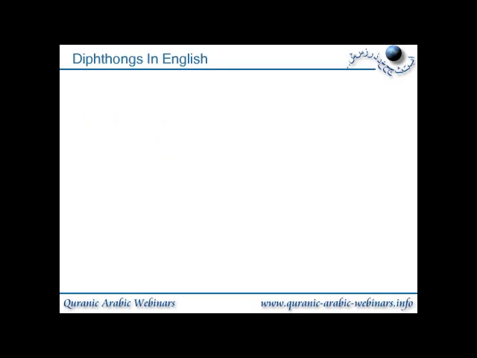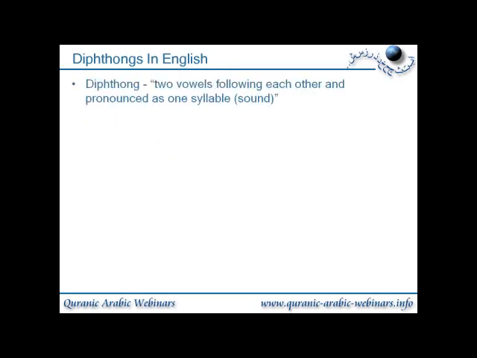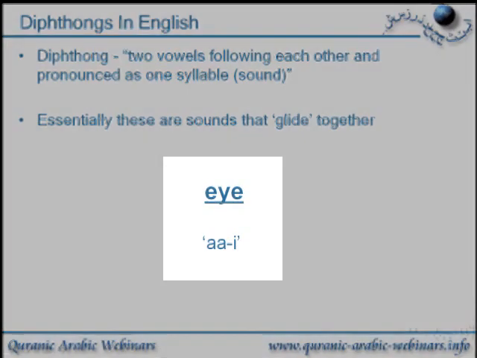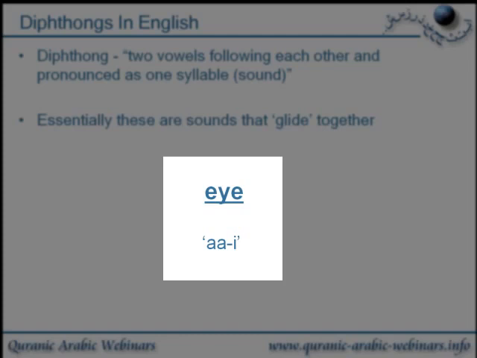So diphthongs in English, this is the actual definition of a diphthong: two vowels following each other and pronounced as one syllable or one sound. So normally two sounds which effectively merge into one sound. Essentially, these are sounds that glide together, so that's why they sometimes call it the gliding sounds. So in the English word I, if we break that down into sounds, it's more like ah-ee. So it's effectively two sounds merging into one sound to give you a single sound. So that's in English a very simple example: I.